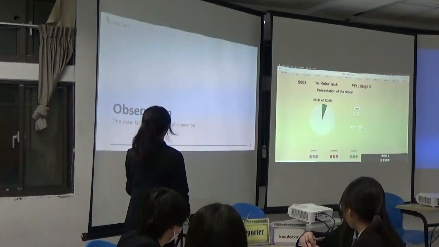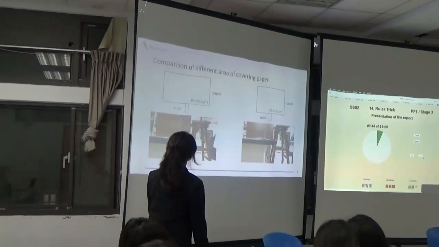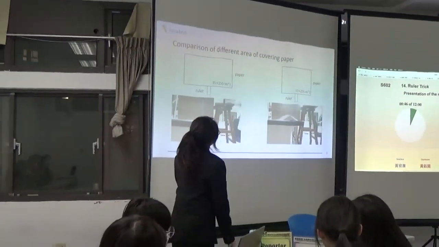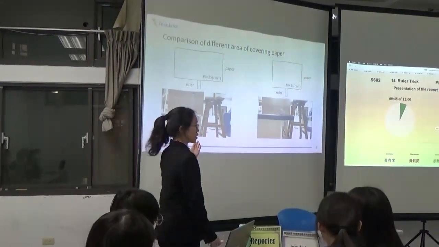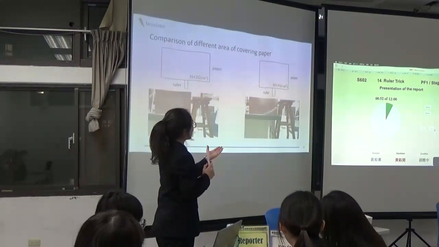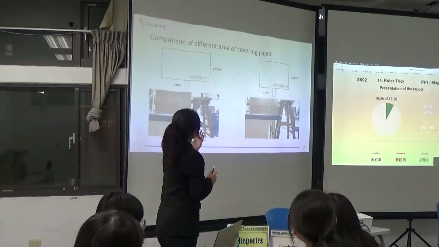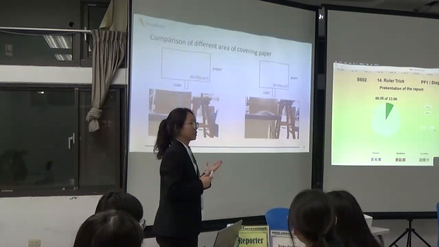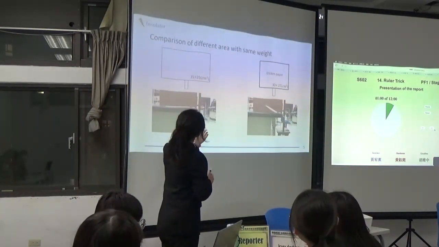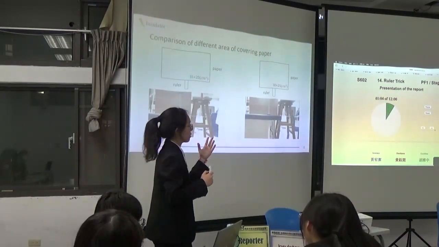The first part will be the observation. I'm going to tell you the main factor causing this phenomenon. You can see we compare different areas of covering paper. The one with a bigger area makes the ruler remain on the table, while the one with a smaller area lets the ruler fall. So we know that the area of the covering paper affects the result. But a different area also means a different weight, so we need to do a further comparison.